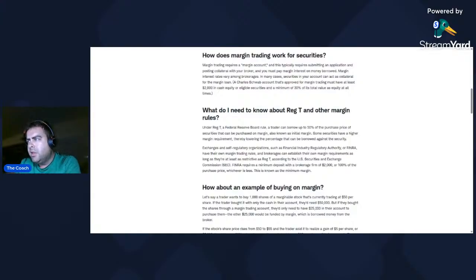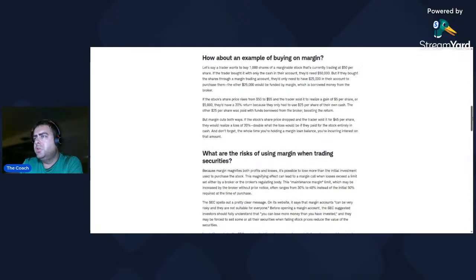What do I need to know about Regulation T and other margin rules? Under Regulation T, a Federal Reserve Board rule, a trader can borrow up to 50% of the purchase price of securities that can be purchased on margin, also known as initial margin. Some securities have a higher margin requirement, thereby lowering the percentage that can be borrowed against the security. FINRA can establish their own margin requirements, blah, blah, blah. FINRA requires a minimum deposit with the brokerage of 2,000 or 100% of the purchase price, whichever is less. Minimum margin.